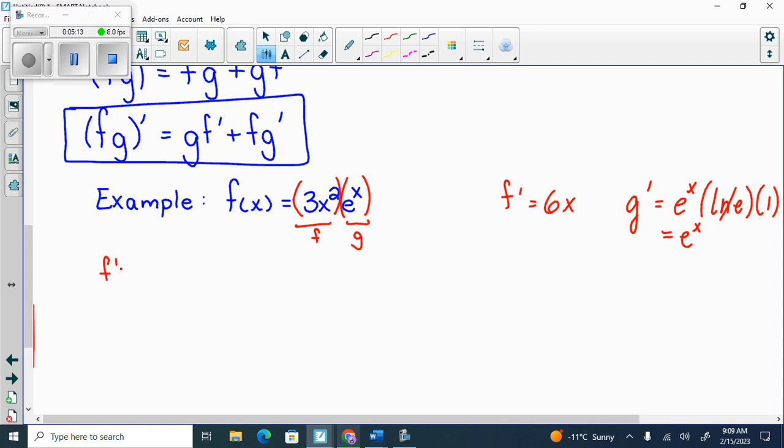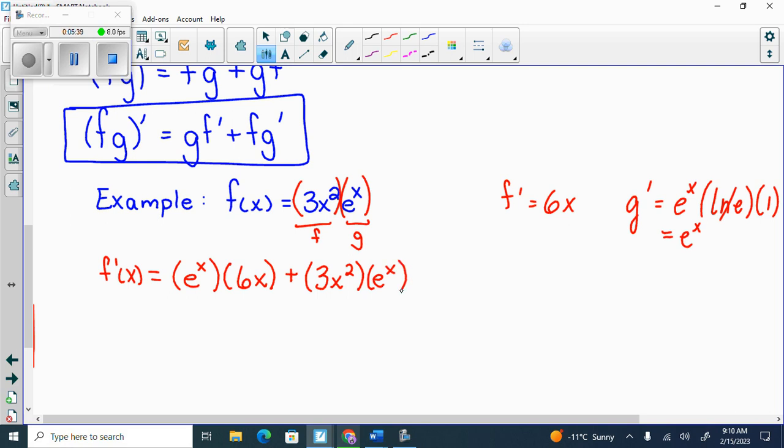So I'm going to go f prime of x equals g. What's g? E to the x. Then f prime. What's f prime? 6x. Plus f, which is 3x squared, times e to the x. And you could just leave it like this.